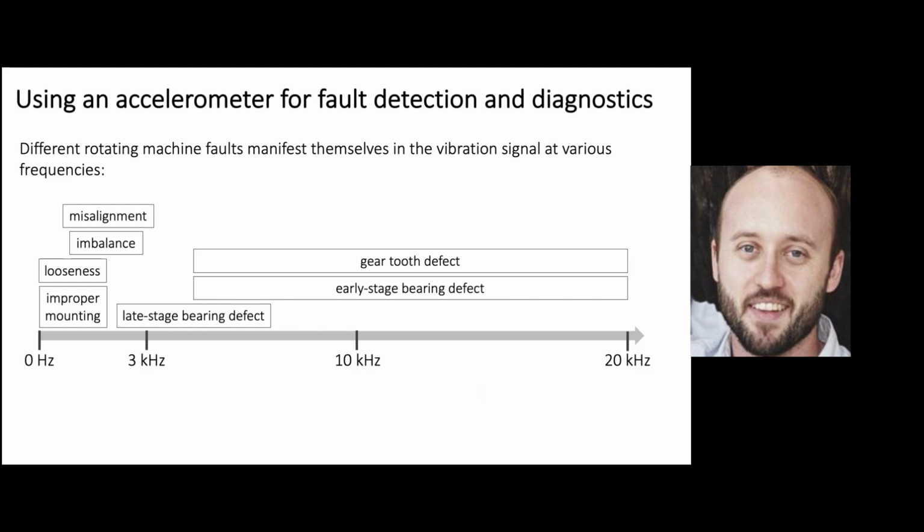For some of the lower cost sensors like MEMS, we might not be able to pick up those early stage bearing defects or gear tooth defects, but for the cost of the sensor and the value that it provides, it's quite substantial because it can be used for a fraction of the cost to still pick up a pretty good range of the spectrum of defects.